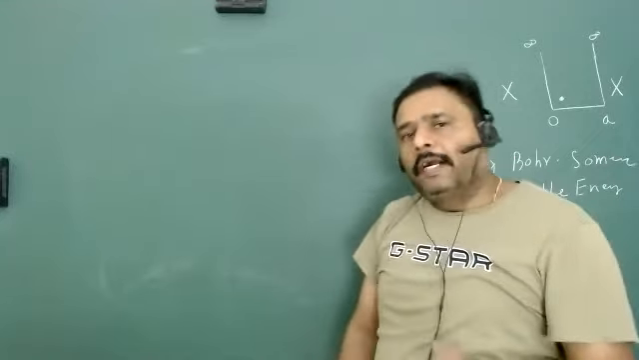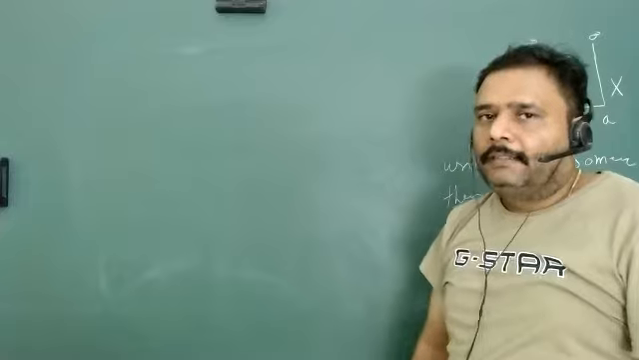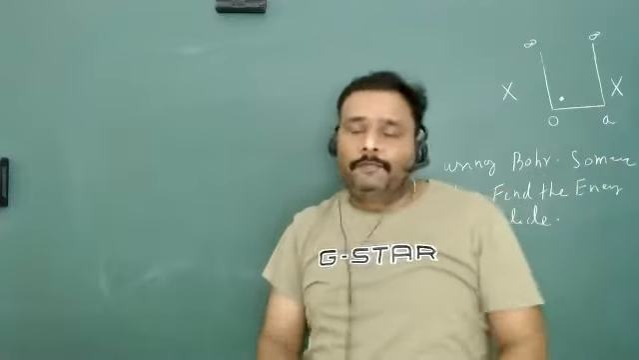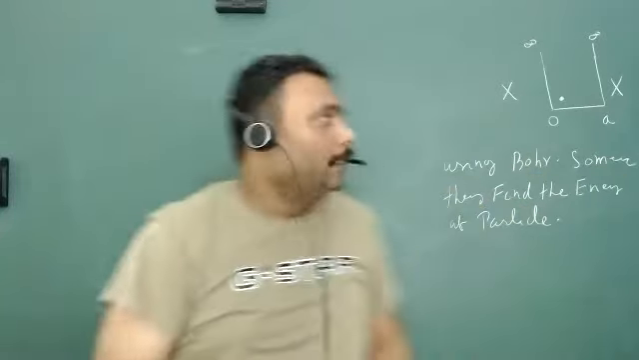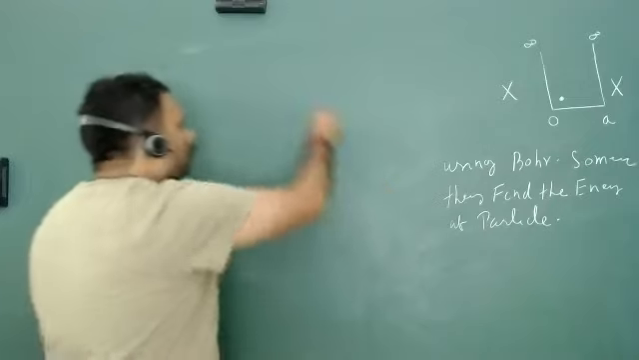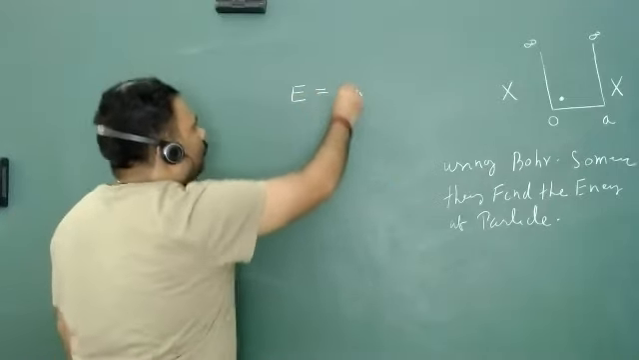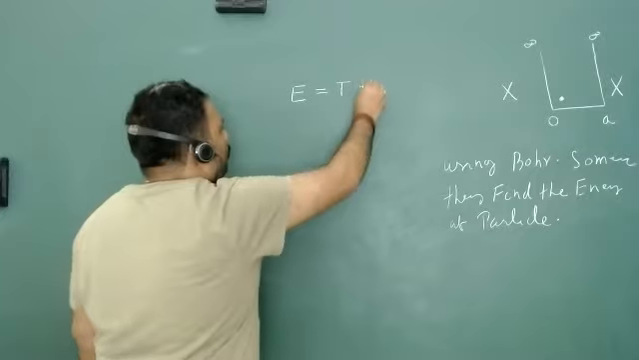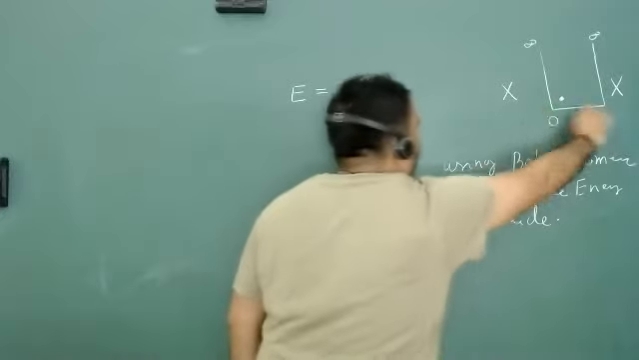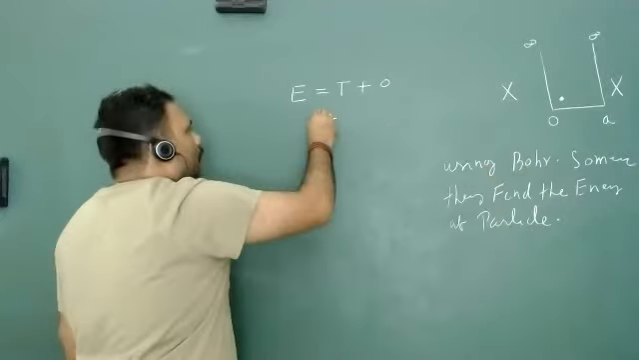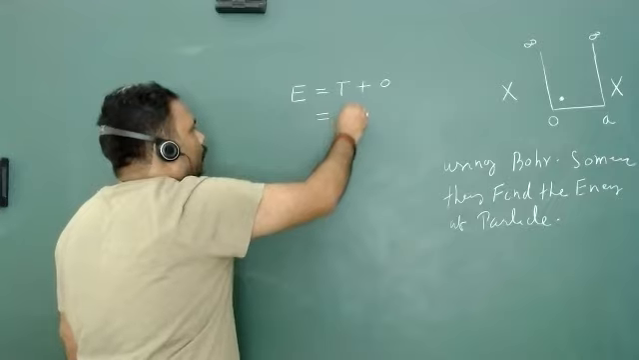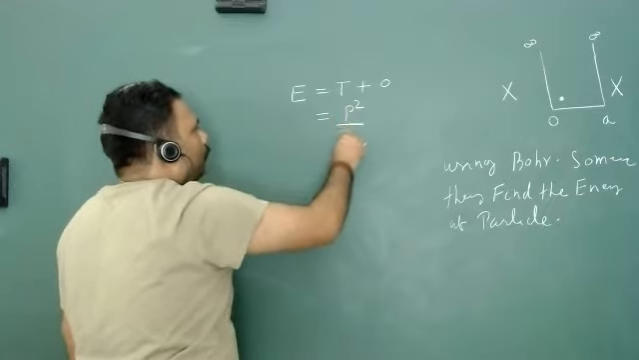So what are the possibilities if you are not obeying the Bohr-Sommerfeld theory? Then energy can be written as only kinetic energy, and there is no potential energy because the particle will always be confined inside the box. And what is kinetic energy? The kinetic energy is nothing but p square upon 2m.